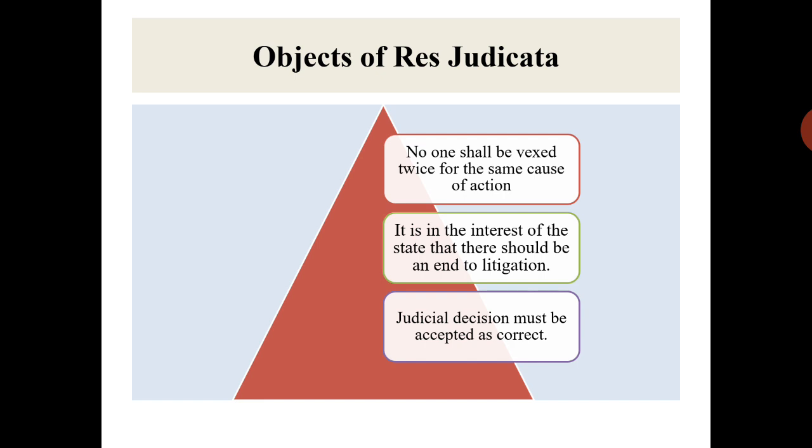Now let us come to the objects of res judicata. The first object is that no one shall be vexed twice for the same cause of action. The second object is that it is in the interest of the state that there should be an end to litigation. And the third object is that judicial decision must be accepted as correct. If the doctrine of res judicata had not been there, then we might have witnessed an explosion of litigation. So to keep control on the number of litigations also, the doctrine of res judicata is a very important doctrine.